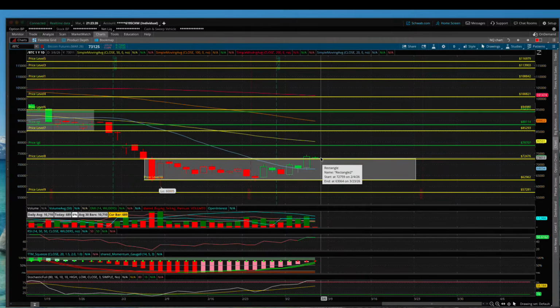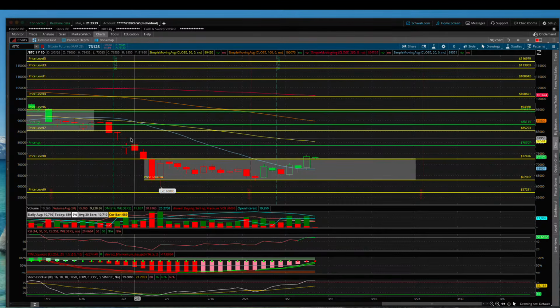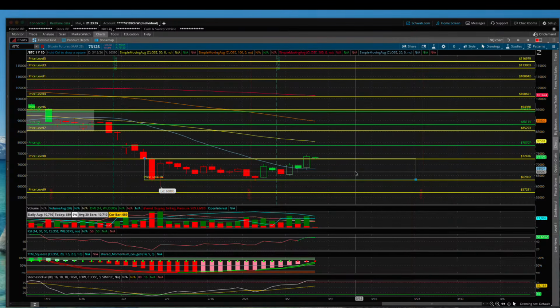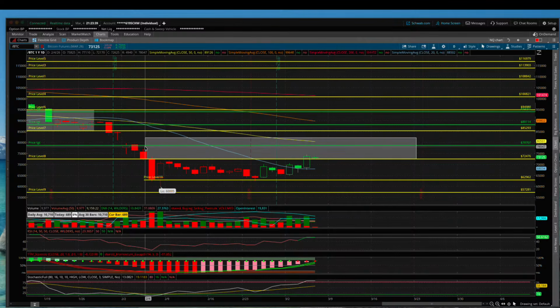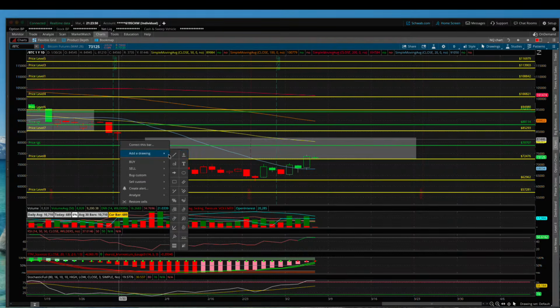Holds that consolidation, where's it got to go? Only way to go is up. And then our next target is what? This gap fill right here at 80,900. Okay? So we take that consolidation. We see where we're going. We see the first target is 78,000. And then the next target here is 82,000. Okay? Lines up perfectly with our gap fill.